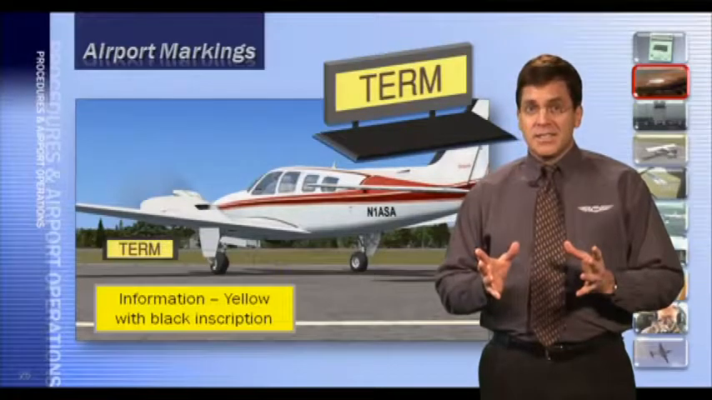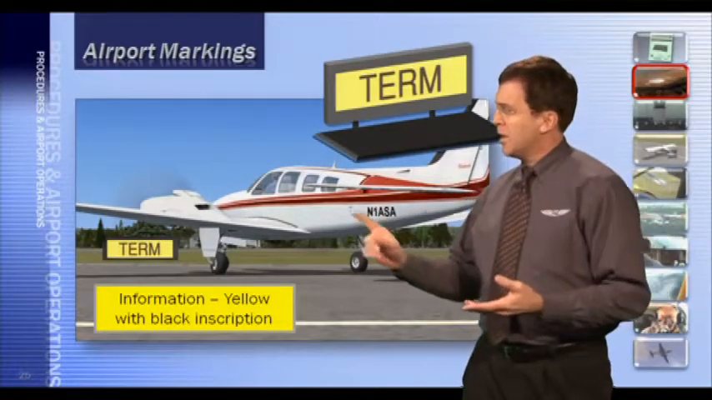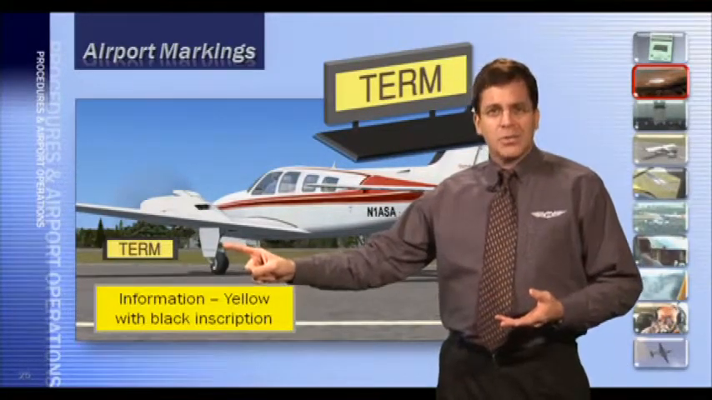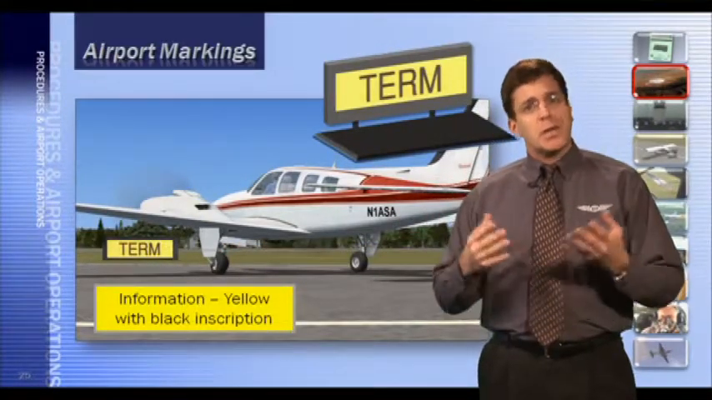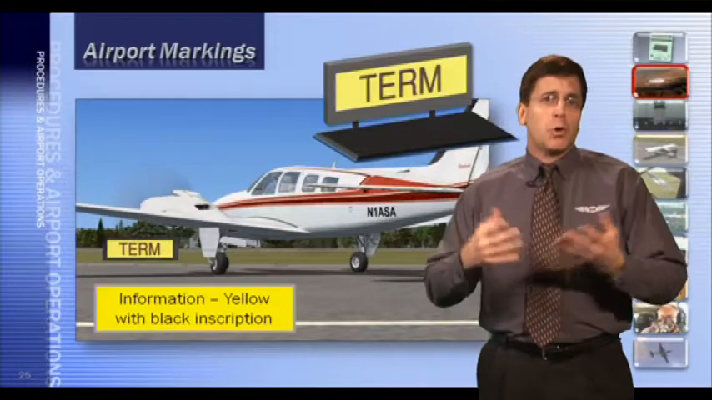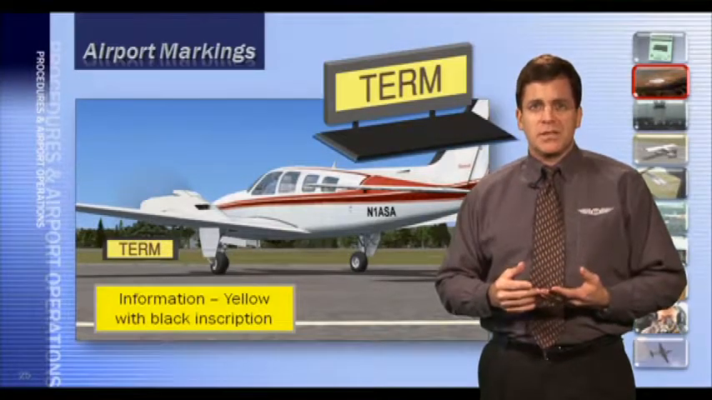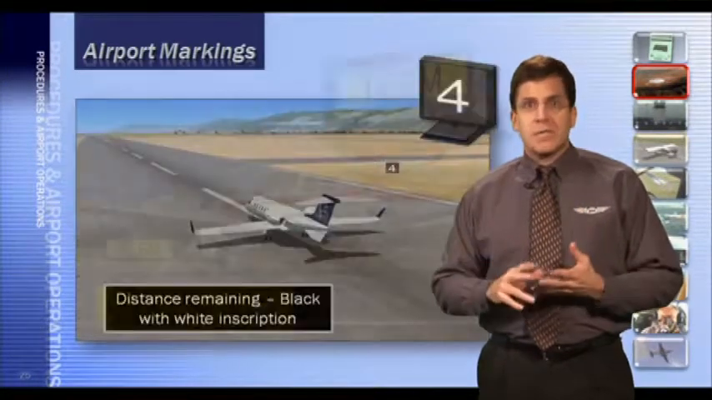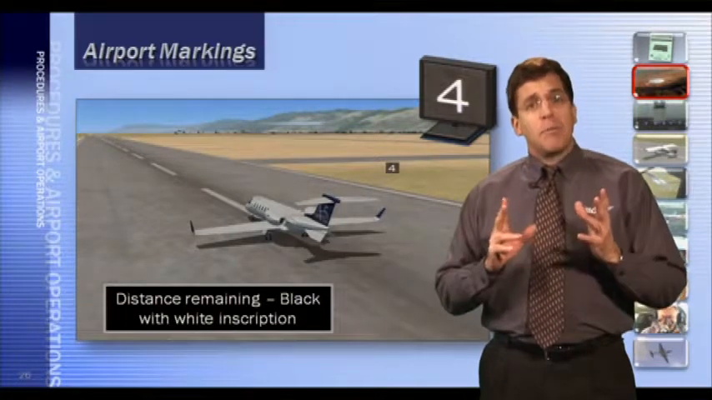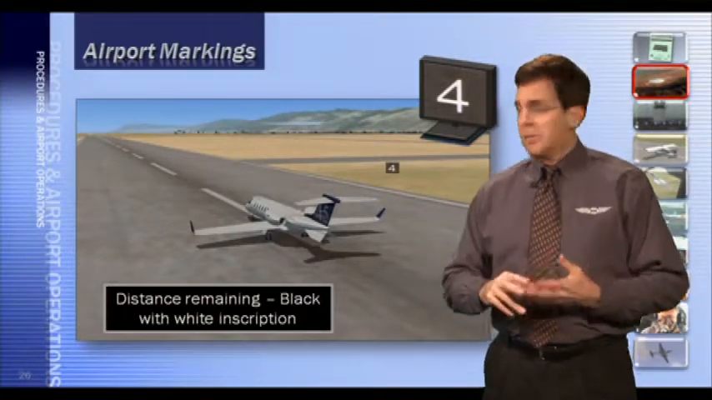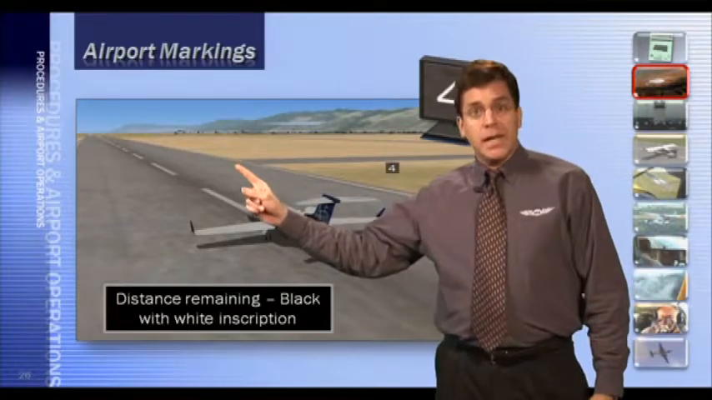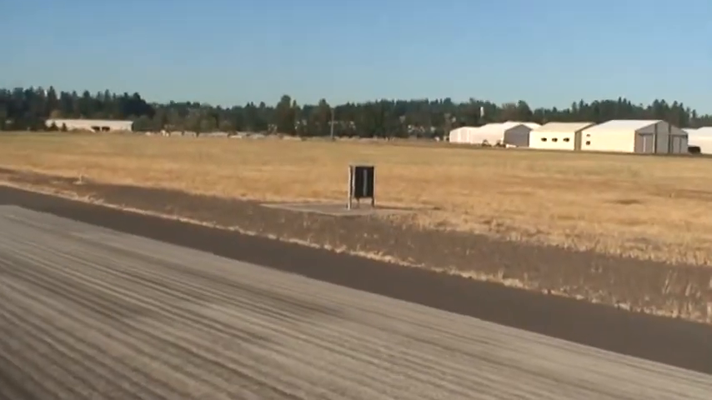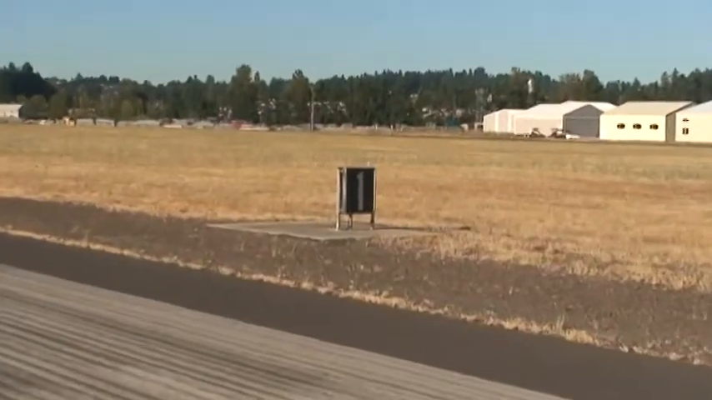Information signs have a yellow background with black inscription. These signs provide such information as communication frequencies and local noise abatement procedures. Runway distance remaining signs have a black background with white numbers, like this 4, which indicates 4,000 feet remaining. They show you the length of the remaining runway in thousands of feet.